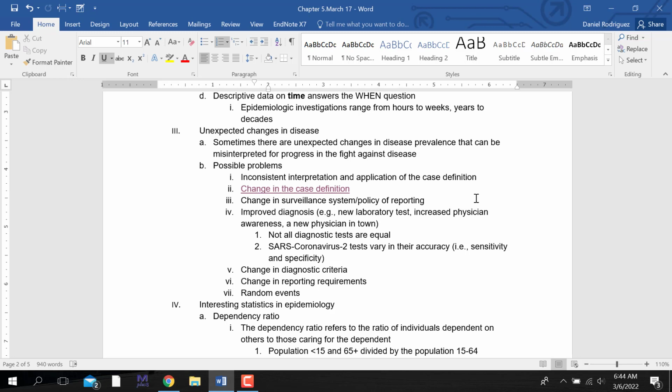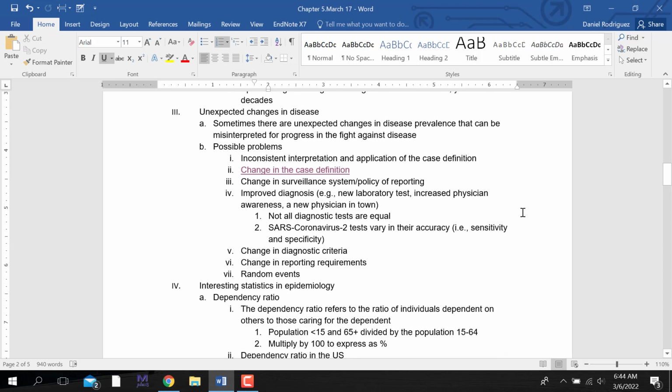So if more people start reporting that they're ill, like say if we change the case definition and excluded fever, more people would have reported ill, and maybe we would have had more people test and had a greater level of infections over time.